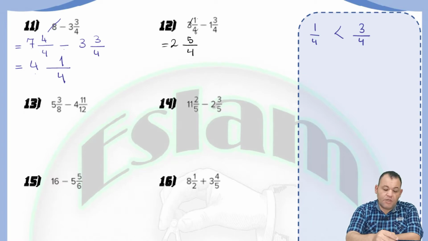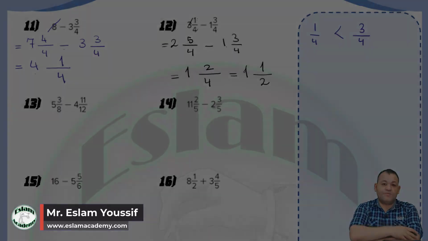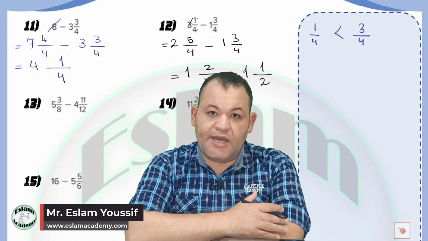Now we have 4, just add it to 1, it will be equal to 5. Minus 1 and 3 over 4. If you look at the two fractions, they are like fractions, so we just subtract. 2 minus 1 equals 1. 5 over 4 minus 3 over 4, we just write 4 here. 5 minus 3 equals 2. 2 over 4 is not in the simplest form. We can simplify, 2 divided by 2 equals 1, and 4 divided by 2 equals 2. So the answer in the simplest form will be equal to 1 and 1 over 2. And that's how we can add and subtract mixed numbers.